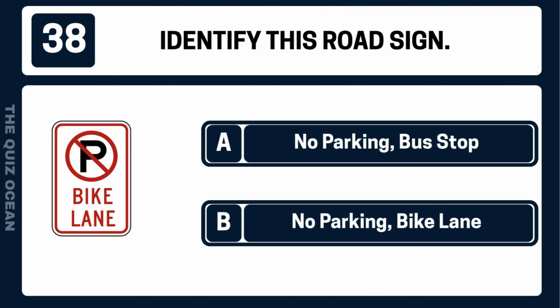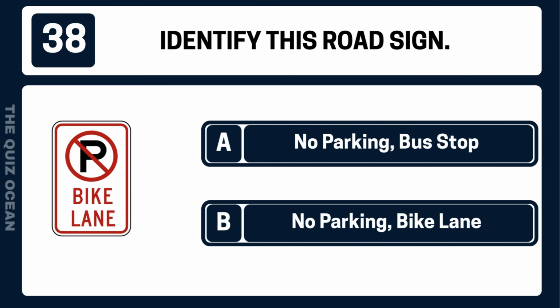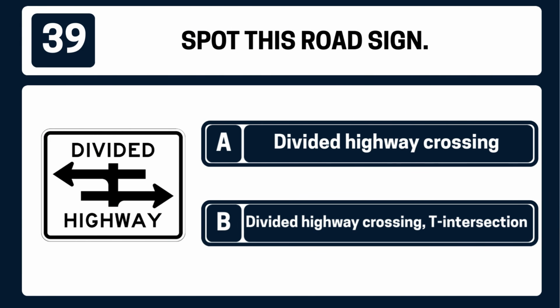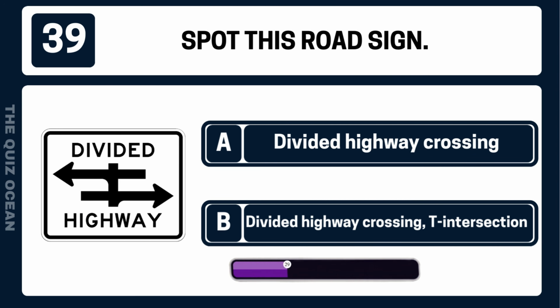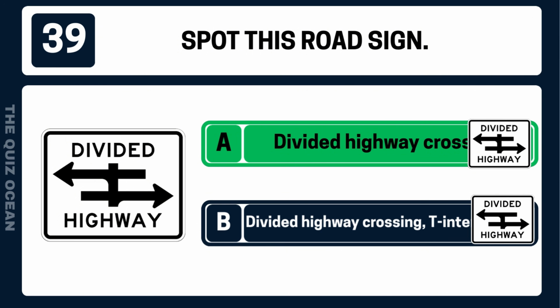Question 38. Identify this road sign. A. No parking bus stop. B. No parking bike lane. The answer is B. No parking bike lane. Question 39. Spot this road sign. A. Divided highway crossing. B. Divided highway crossing T intersection. The answer is A. Divided highway crossing.